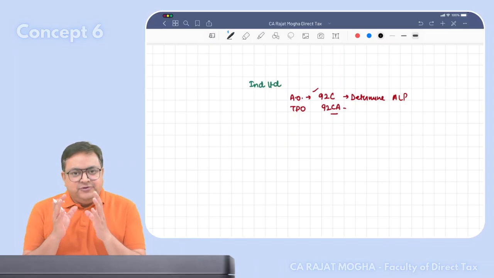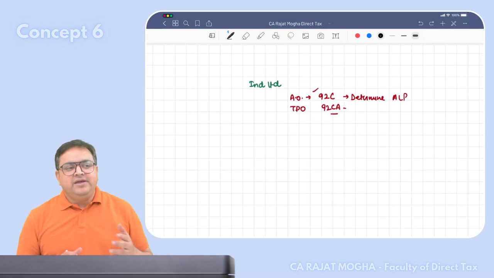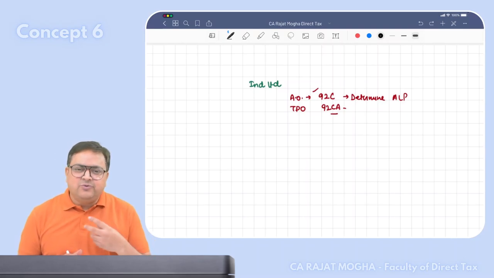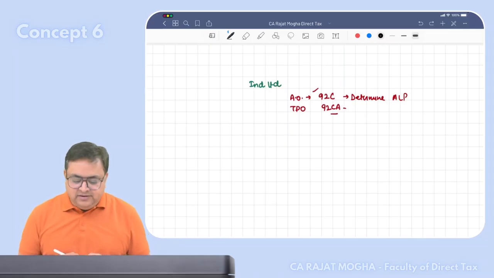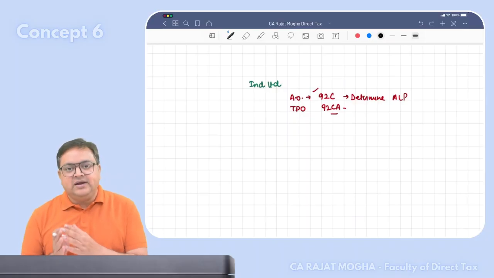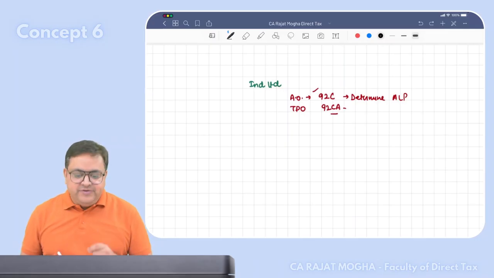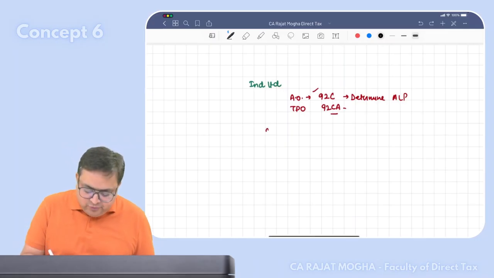Now see, if you get into the shoes of the assessee, it would be very hectic for us, quite a cumbersome task. It's actually a headache that every year our ALP is getting determined. So we need some sort of provision so that it can give us a benefit for a longer period of time. So here we have the provisions of 92CC.